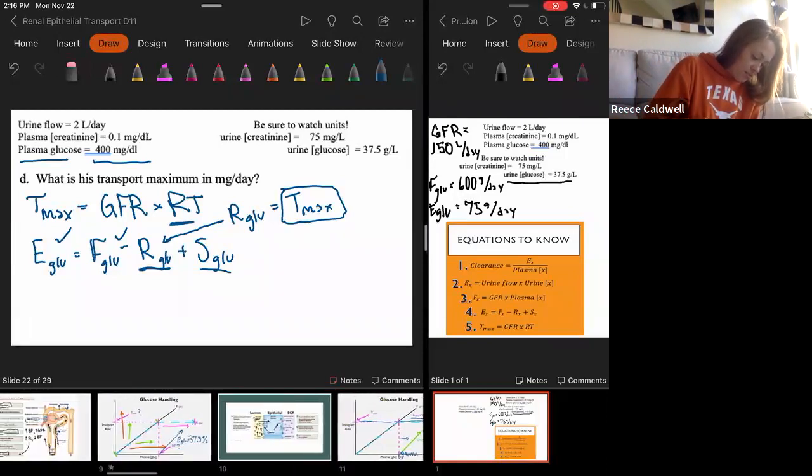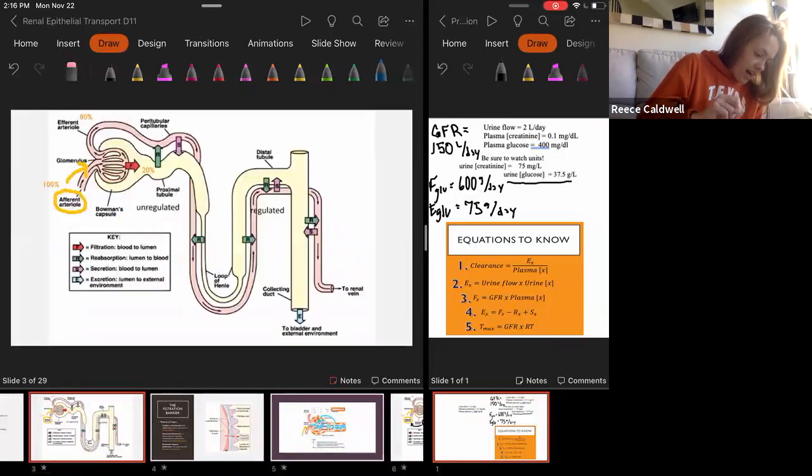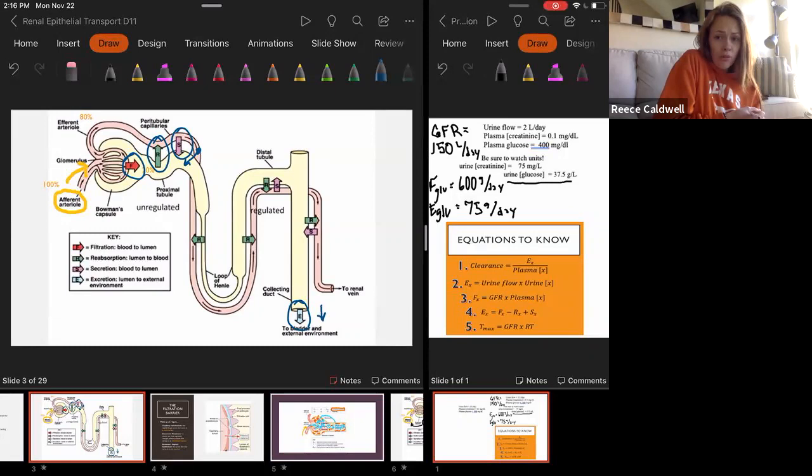If we go back to this picture way at the beginning, we see we have filtration, reabsorption, secretion, and excretion. And secretion is dealing with moving molecules from the bloodstream into the nephron to be excreted in the urine. However, we never want to remove glucose from the bloodstream because we need to get glucose to the muscle cells so we can use them for energy and create ATP.